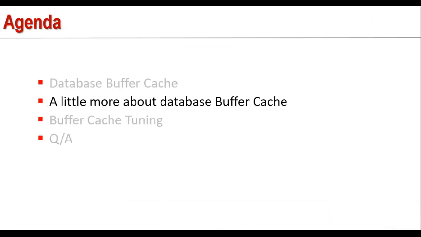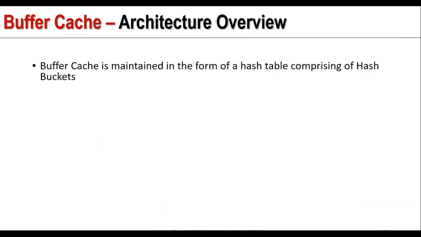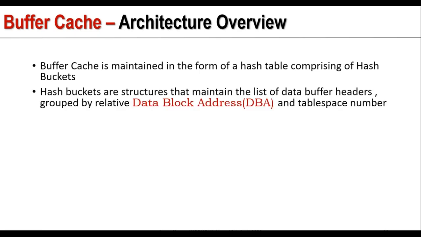Now, the buffer cache is maintained, in terms of the architecture or the structure, with the help of a hash table. This hashing mechanism is almost similar everywhere in the Oracle database for different structures, but the internal components could be different. In terms of the buffer cache, the hash table is going to hold the information of blocks maintained with the help of something called the DBA, which is the data block address.